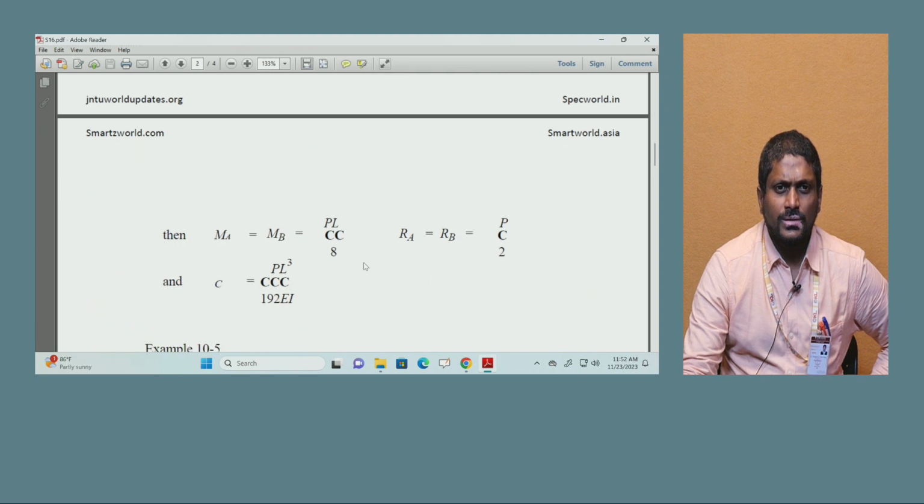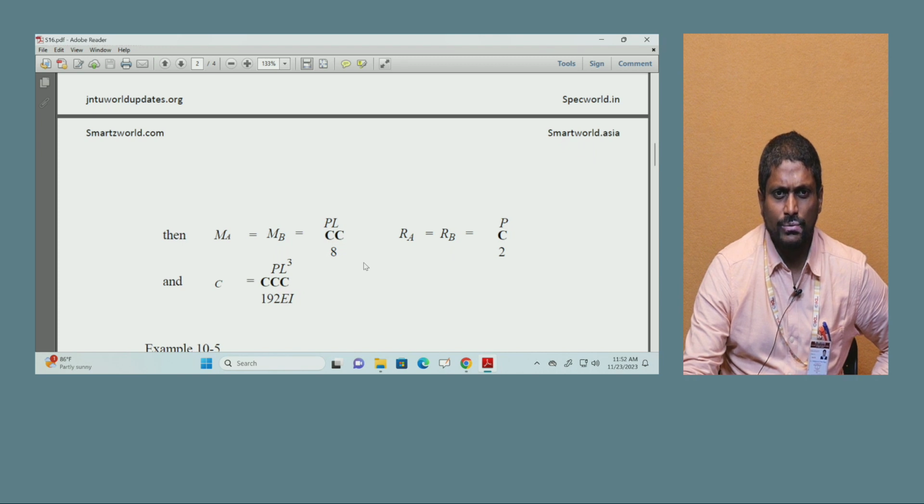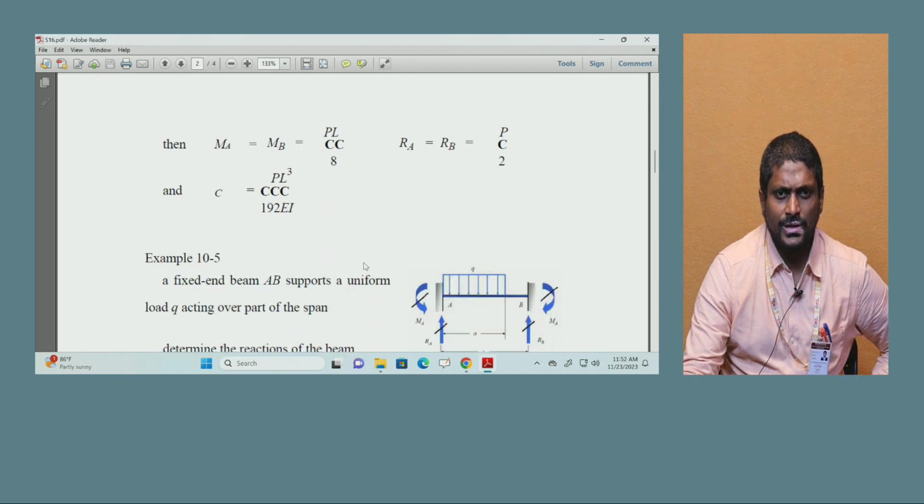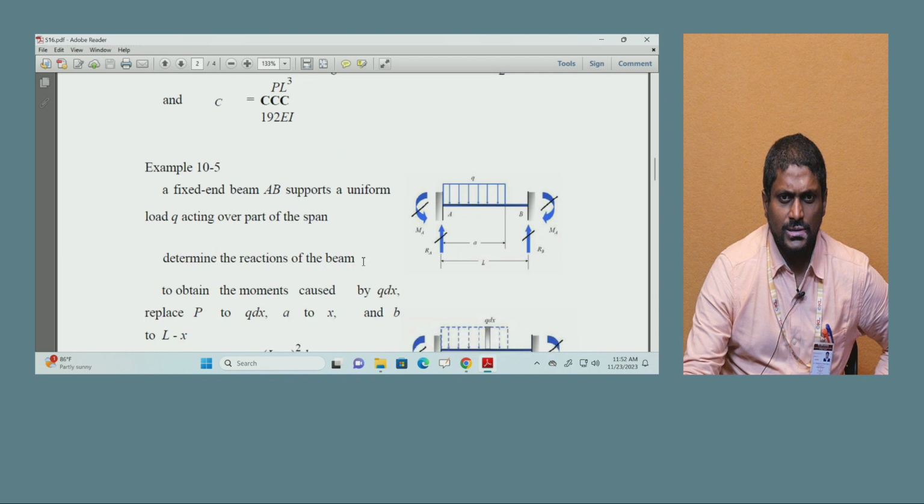Then the equations MA equals MB equals PL by 8, RA equals RB equals P by 2. Similarly, a fixed end beam AB supports a uniform load q acting over part of the span. Determine the reactions of the beam.